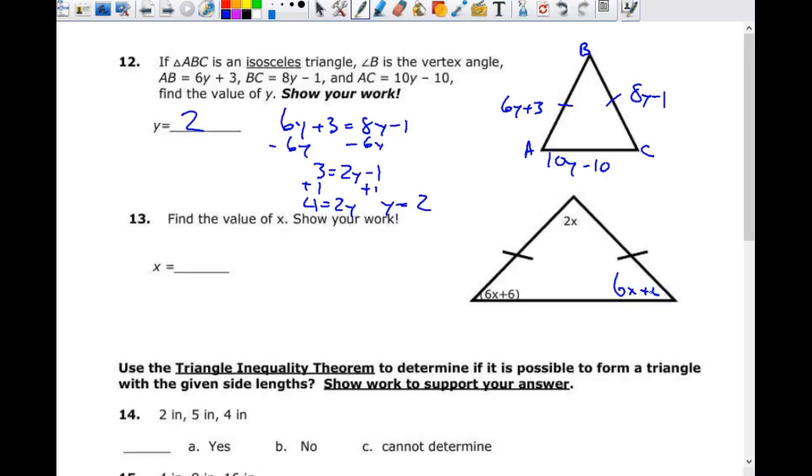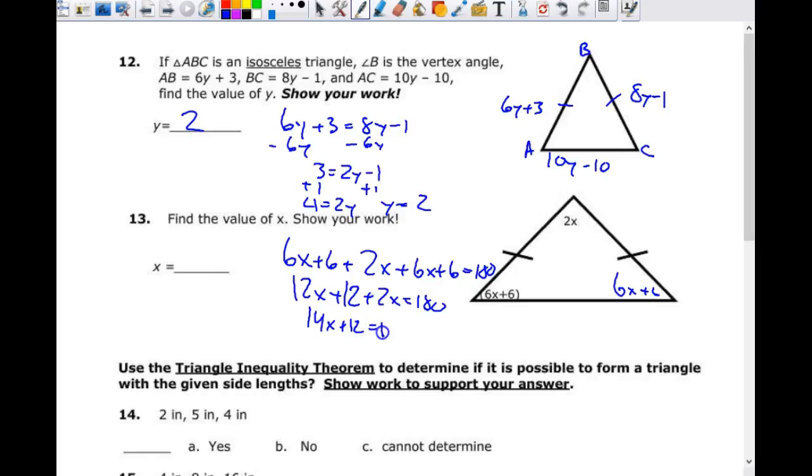Well, once you know that, we can say this plus this add up to be 180 degrees. 6x plus 6 plus 2x plus 6x plus 6 is equal to 180. If you could figure that out, you could probably solve the problem. Combine like terms, 12x plus 12. So I did these two and these two, plus 2x is equal to 180. Combine these like terms, 14x plus 12 is equal to 180.